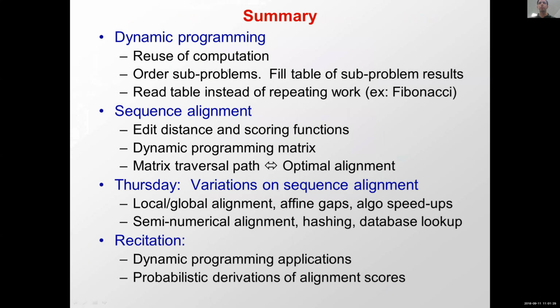All right, so this is the lecture for today. We learned about dynamic programming, the key idea of reusing computation, ordering the subproblems, filling the table of subproblem results, and ultimately reading the table instead of repeating the work. We saw a very simple example of Fibonacci, and then a much more complex example of sequence alignment, where we looked at all of the different ways of formulating the problem, from edit distance to varying scoring functions, and ultimately ended up with this dynamic programming matrix, where we found a very nice duality between matrix traversal path and optimal alignment, where every path through that matrix corresponds to exactly one optimal alignment.